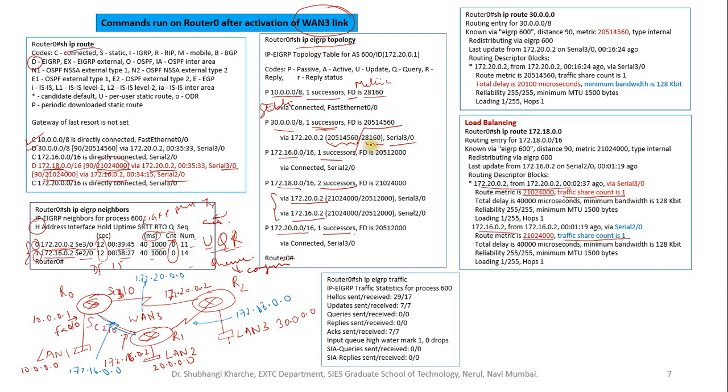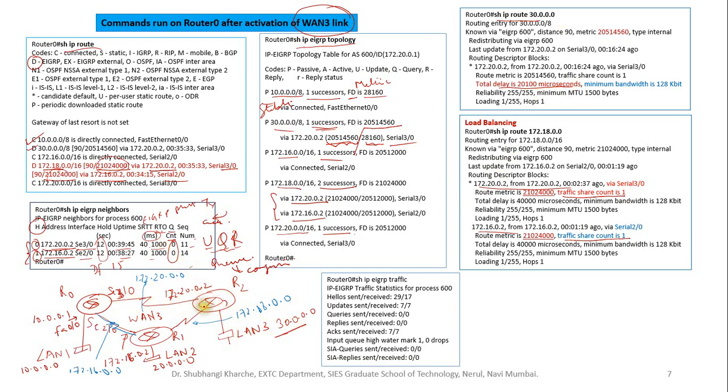This is the distance which is advertised by the peer, and the first metric is the feasible distance, which is nothing but the metric calculated from delay and bandwidth. And here you can see the response for show IP route 30.0.0 network. Here I want to show you that the total delay is the cumulative delay. We have seen that this router R0 can reach this LAN 3 network, or when WAN 3 link is activated, it can reach via this R2.